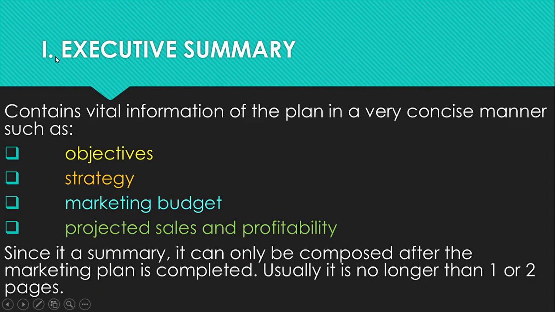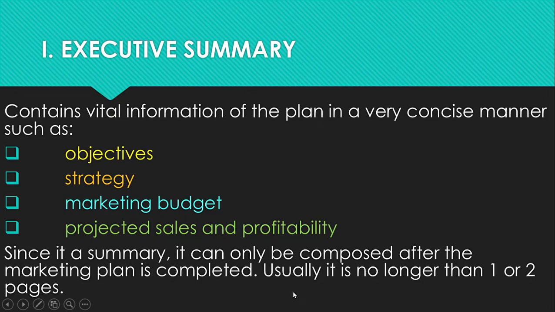Okay, so we have here the first part, which is the executive summary. So this contains the vital information of the plan in a very concise manner. Okay, this includes your objective, your strategy, your marketing budget, and your projected sales and profitability. Okay, since it is an executive summary, it can only be written after the marketing plan is completed. Okay, so usually it is no longer than one or two pages. Okay, that is the executive summary.